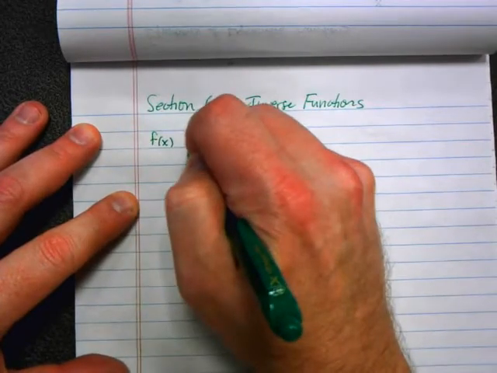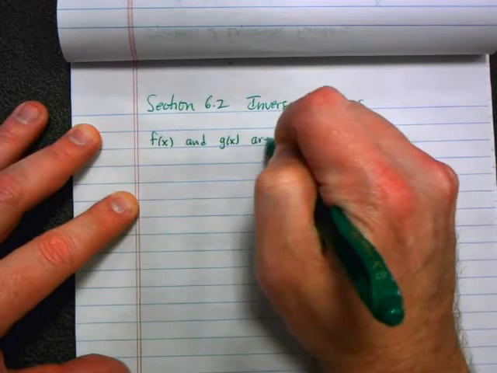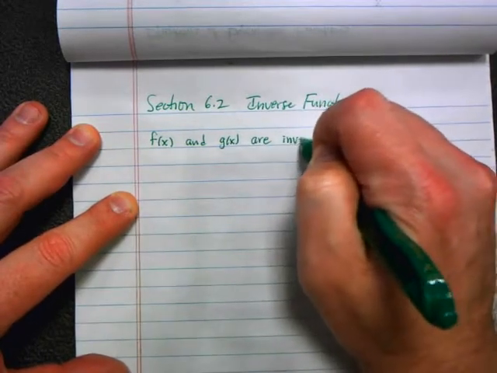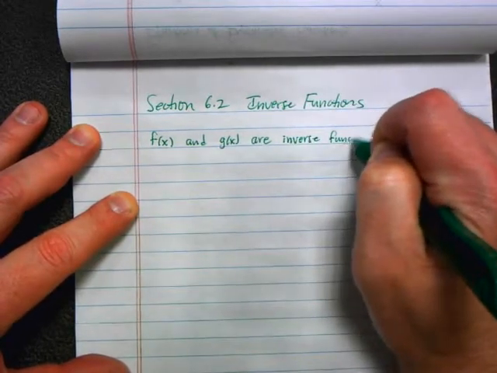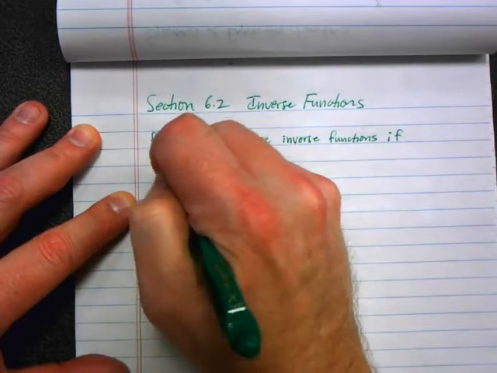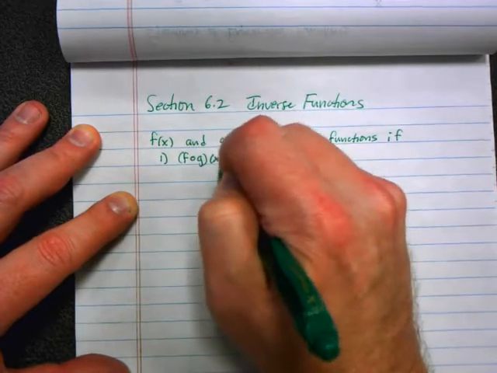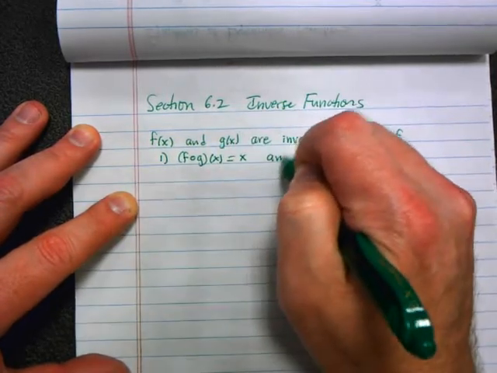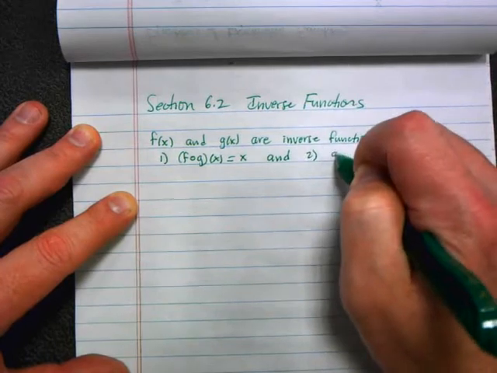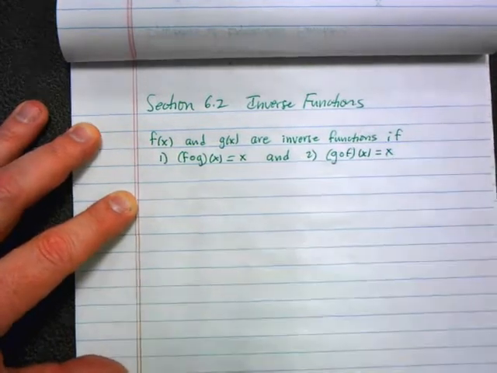F of x and g of x are called inverse functions if two things have to happen. F composed with g has to be x, and two, g composed with f has to be x.